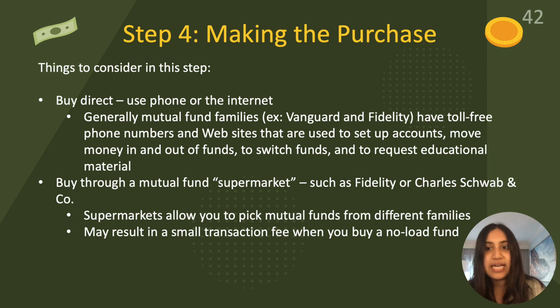The downside of buying directly from different mutual funds is that if you have money in 8 different mutual fund families, you'll have 8 different statements to deal with. In that case, it might be more beneficial to buy through a mutual fund supermarket. Fidelity or Charles Schwab are 2 examples of mutual fund supermarkets that allow you to pick mutual funds from different families, but still be invested in all of them with the same statement. When you invest through a mutual fund supermarket rather than buying direct, you may have a small transaction fee, which is something to consider when you're officially making your purchase.